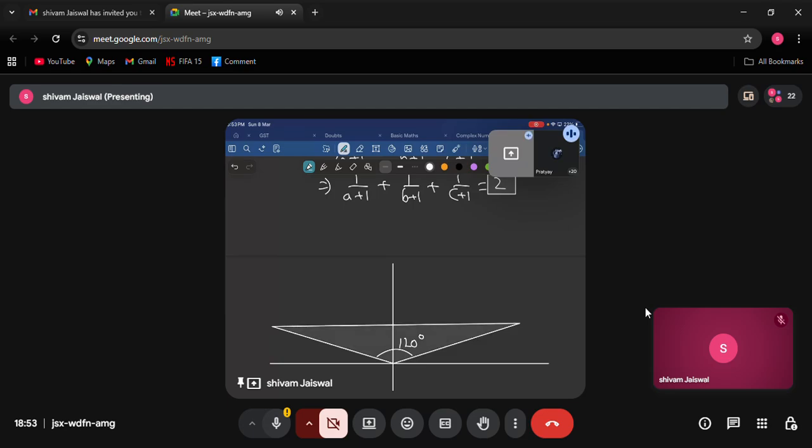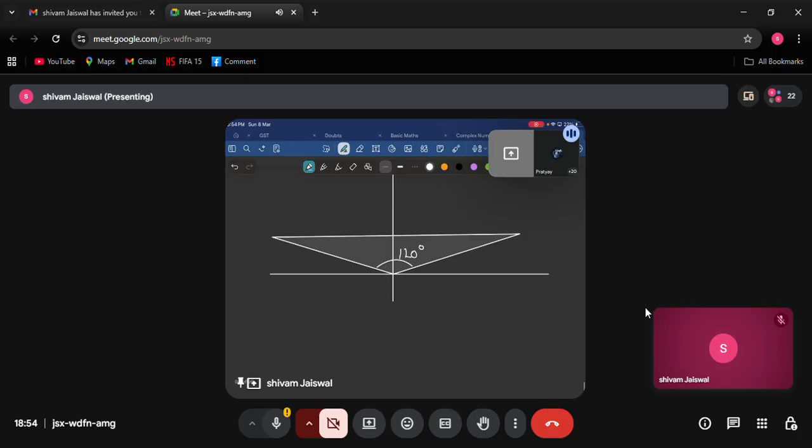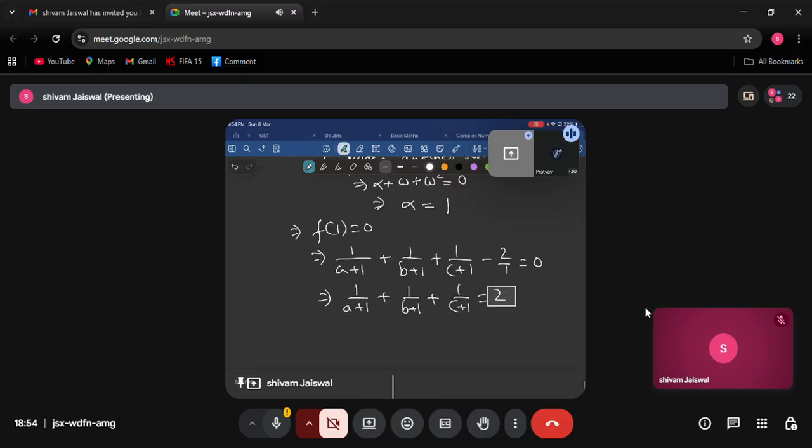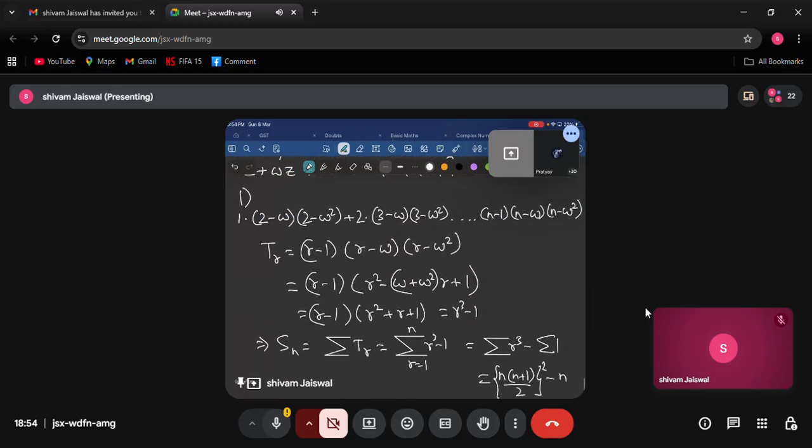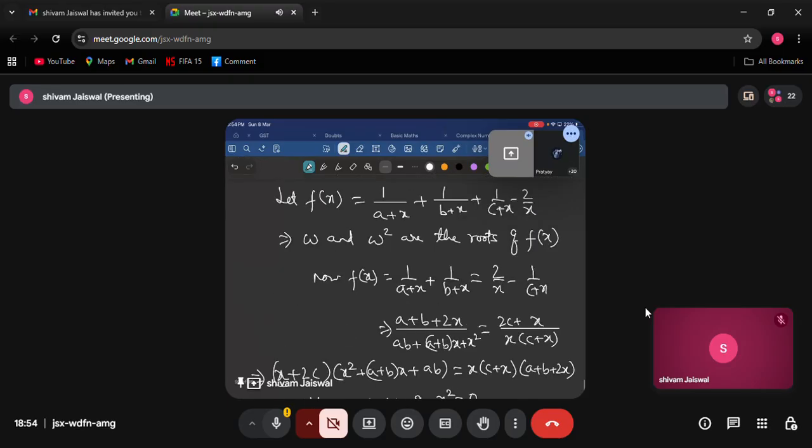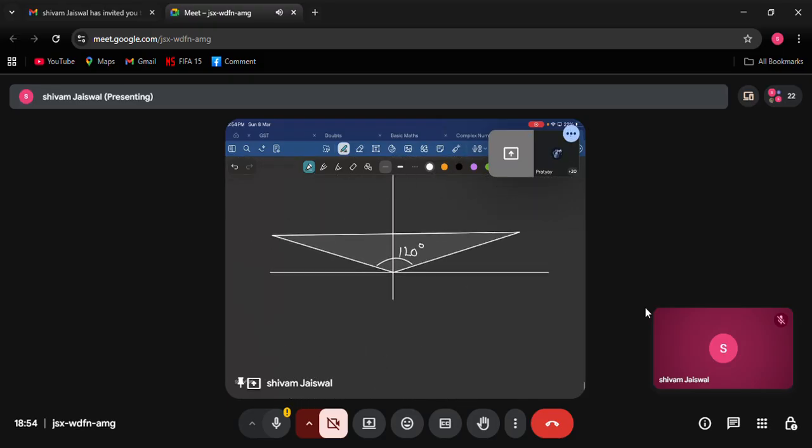They are the three sides of the triangle. My task is to find mod Z, which is the length of the equal sides of the triangle. The area is given to us. How much? 16 root 3. So we can find the third side and then we can find the area.